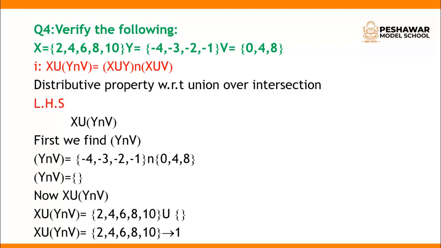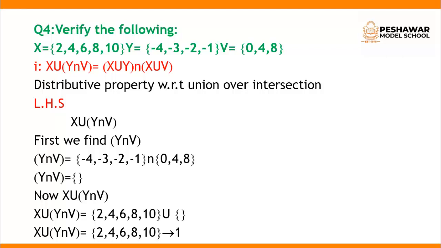Some students are confused to see that 4 is present in both sets, but in set Y, 4 is with the negative integers, and in V it is a positive integer. It's not compulsory to put the plus sign everywhere, but 4 is a positive integer in set V, and in Y, 4 is a negative integer. So it means there is no single element common in Y intersection V.